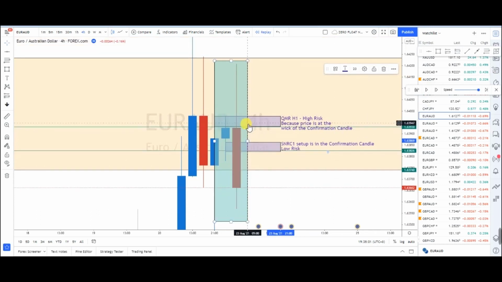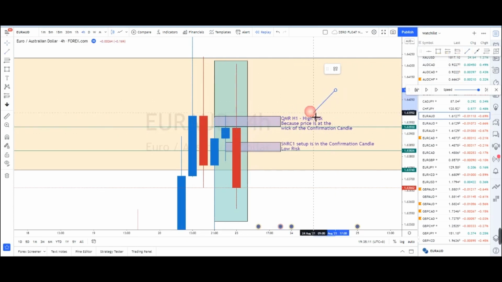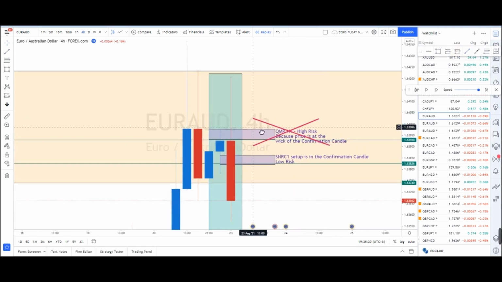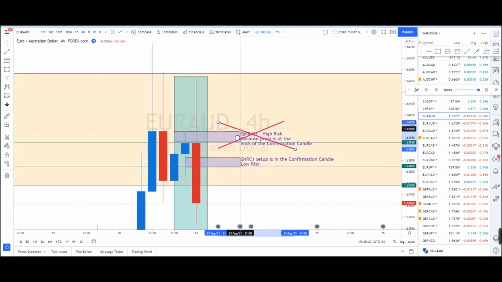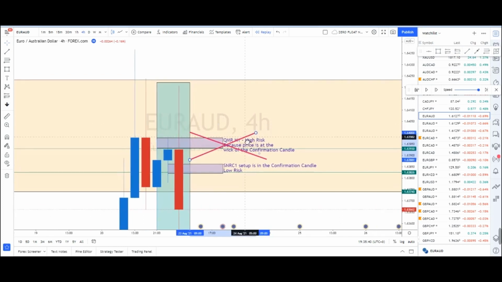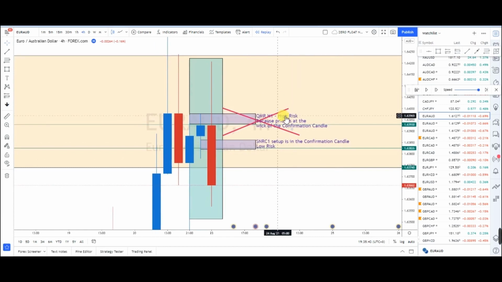So in this case, when I find that this is at the high risk of the confirmation, what I should do is cancel this PO. So I'm going to mark it with an X. Okay, I'm going to mark it with an X in red color. We do not want to enter for the high risk setup. Okay, so we're going to mark an X. There we go. Let me put it here, much better. Okay, so we do not want to enter the QMR H1. We will only enter the SNRC1 setup.